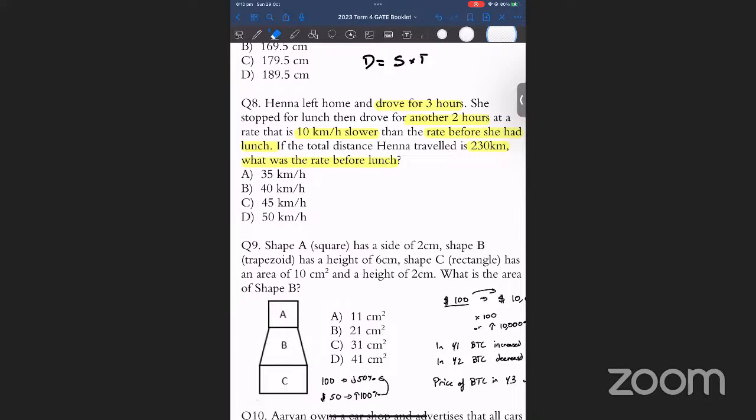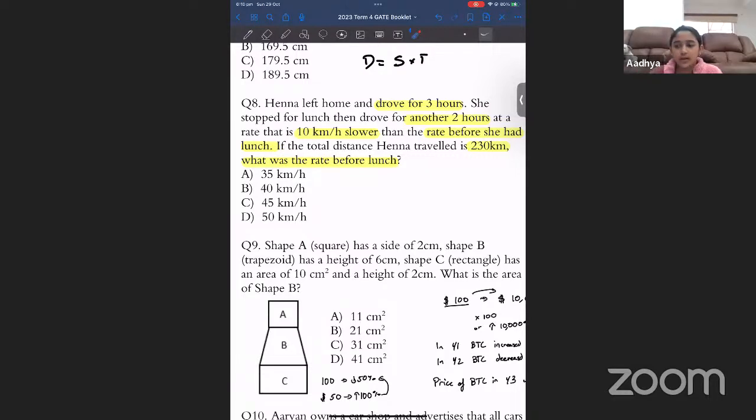Would you guys all agree that distance is the same as speed multiplied by time? Is anyone confused? Because if you're confused, I can help you out. Anyone not know why distance is speed times time? If you're shy, you can send it in the chat that you don't understand, and I can help you out.